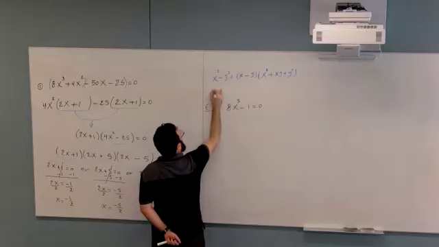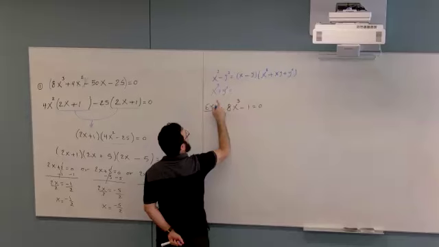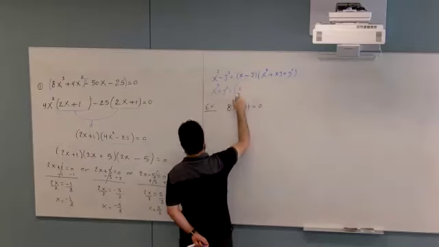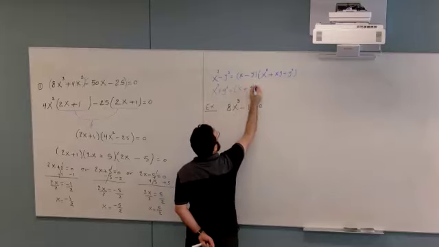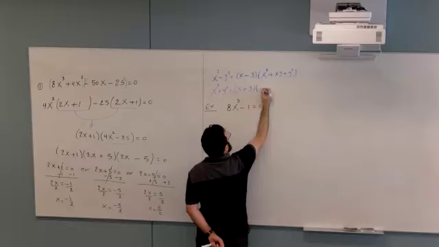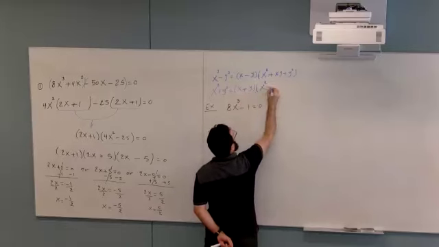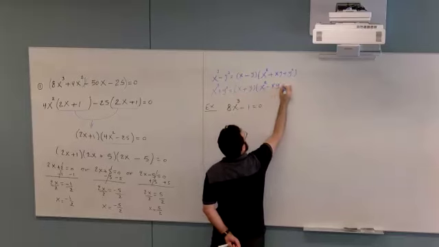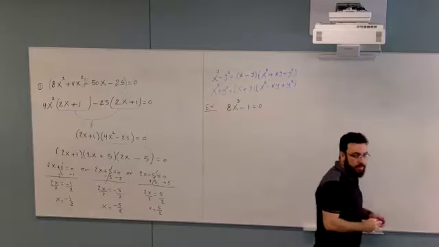When we have a sum between 2 cubes, this is the other rule. It's going to be the cubic root of the first number plus the cubic root of the second number. And it's going to be the first number squared, opposite of the sign, the first times the second, plus the second number squared. Okay, so far?